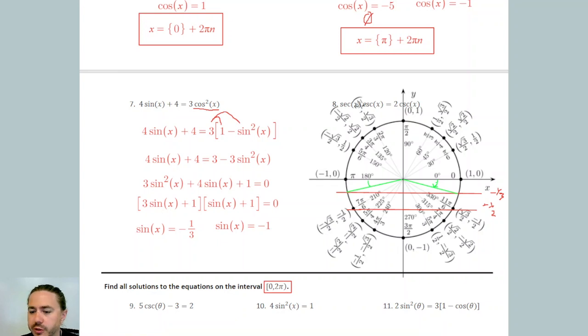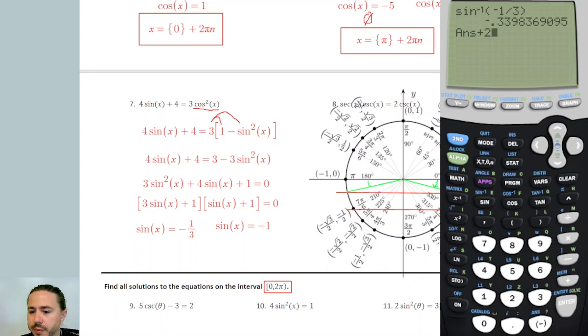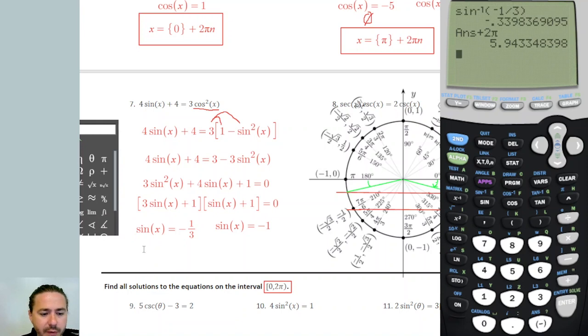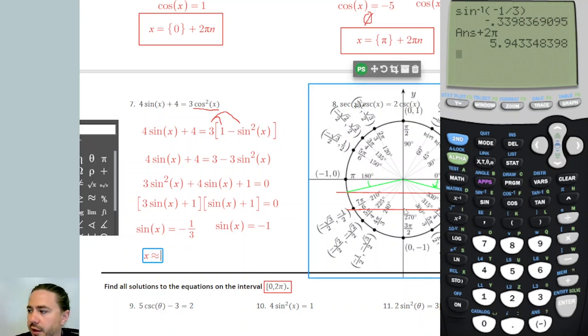So if I find the coterminal angle here by adding 2 pi, I'm going to get 5.94, which is just under 2 pi. That's kind of what we're expecting, something around there. So let's go ahead and start writing our solutions here. So x is approximately 5.943. And then how are we going to get this other one?